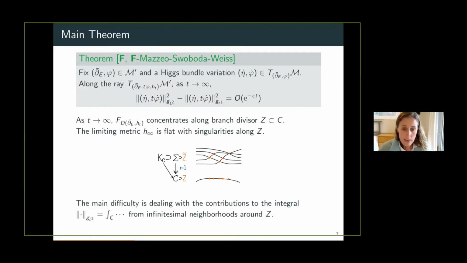And so that's what this HT is looking like. So then because of that, the main difficulty is really going to be dealing with contributions. All of these L2 metrics and the semi-flat metrics are some sort of integral over C of some stuff. And you can see that this limiting metric is going to be flat with singularities along Z. And so really all the difficulty is going to be coming from these infinitesimal neighborhoods, because that's where things are singular, and everywhere else things are pretty simple.